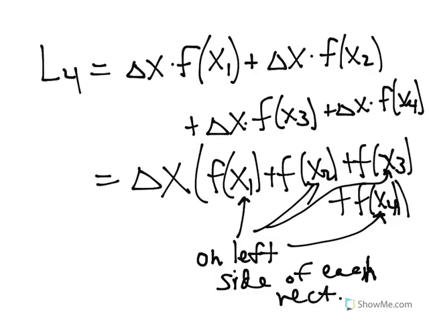So we'll look at an example in the next video, but this is kind of the formula you're going to want to think about using for L4 every time. This delta x here is talking about the base or the width of each rectangle, and then you have the different heights of the 4 different rectangles by finding the f of x1 and f of x2 and f of x3 and f of x4.